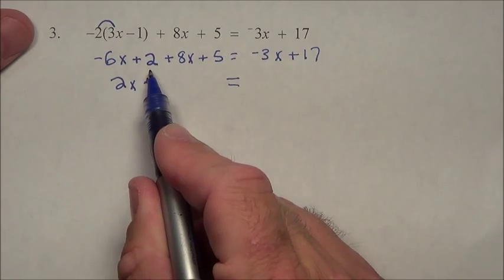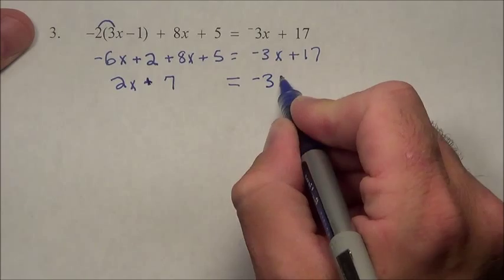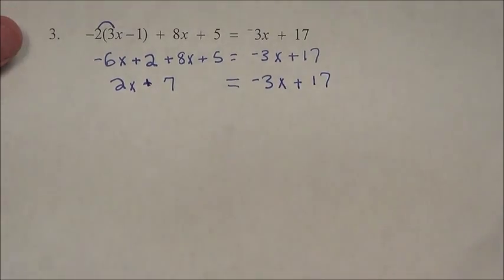Alrighty, we got a plus 2 and a plus 5. That's going to give us a plus 7 here. And on this side, we have negative 3x plus 17.